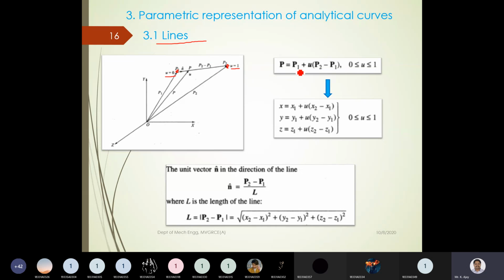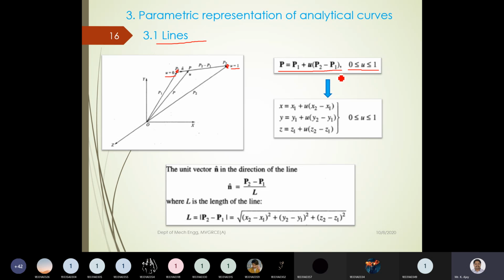In that case, any point P would be represented as P1 plus u into (P2 minus P1). This is the parametric representation of a straight line, provided the endpoints are given to you. P1 is the first point and P2 is the second. That is how the equation would be represented. And as I told you, all parametric equations come with a new parameter, called u, right? So u is varying from 0 to 1.